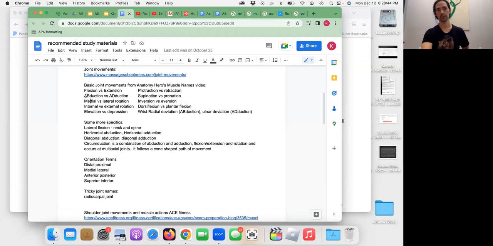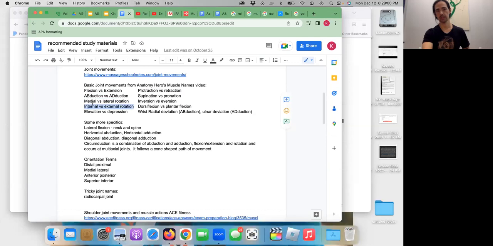The joint ranges of motion. Okay, so we've done flexion and extension, abduction and adduction, and then we did internal and external rotation. Medial and lateral rotation are the same as internal and external rotation. Medial and internal are the same. Lateral and external are the same. So medial, internal rotation; lateral, external rotation.